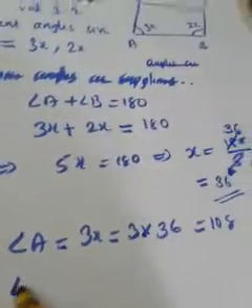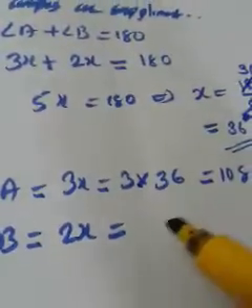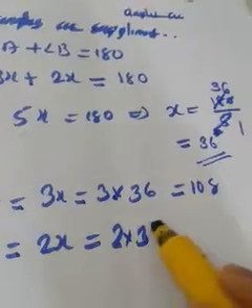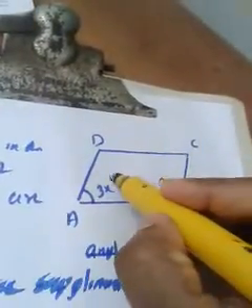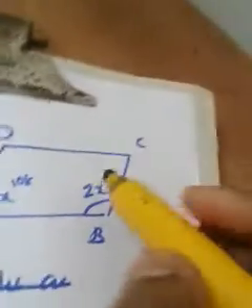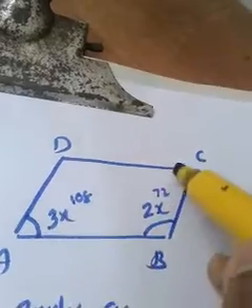108 degree. Then what is angle B? Angle B is nothing but 2x. That is nothing but 2 into 36. What is that? 72 degree. So in short, I got angle A as 108 degree and angle B as 72 degree. If this angle A is equal to 108, then what will be angle C?